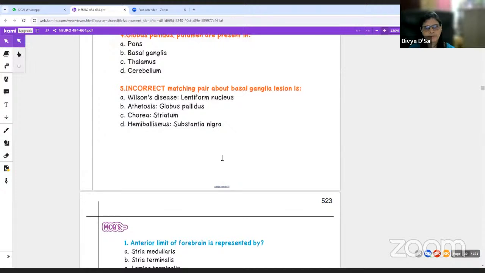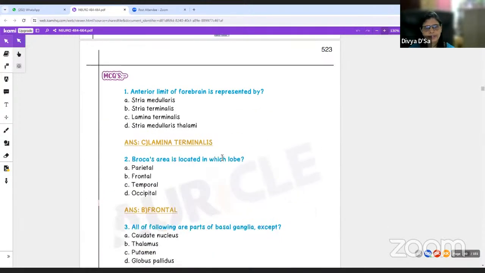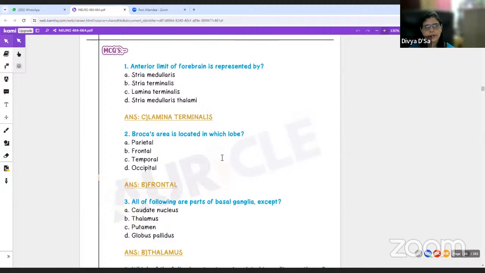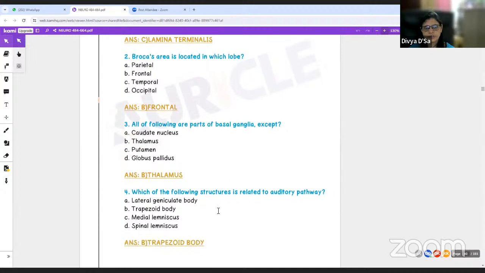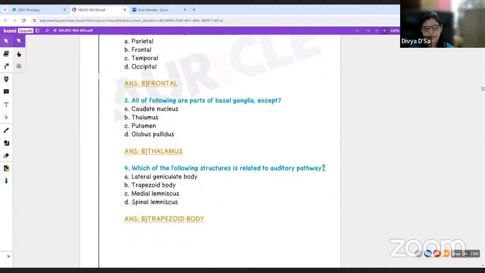Okay, Wilson's. The anterior limit of the forebrain is represented by the lamina terminalis. Broca's area is located in the frontal lobe. All of the following are parts of the basal ganglia except the thalamus. Which of the following structures is related to the auditory pathway? It is the trapezoid.